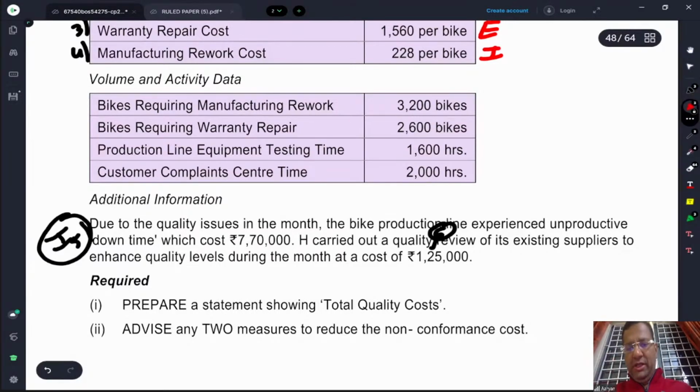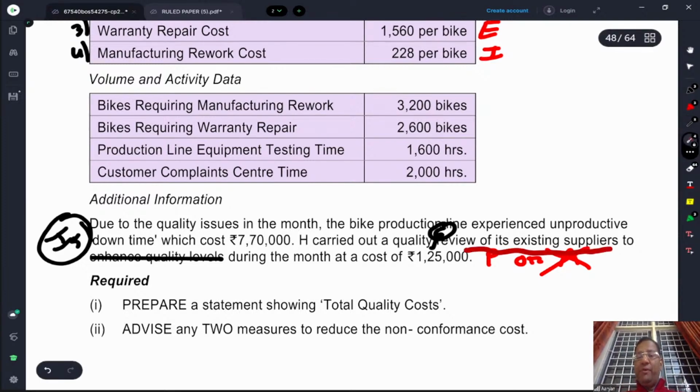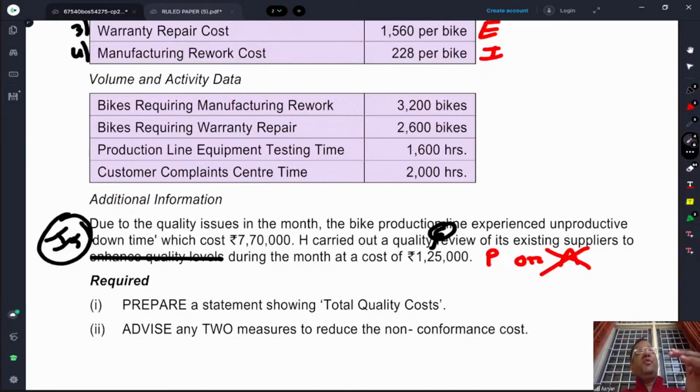Now this point is very, very special. It can be prevention, it can be appraisal, but in this particular case, it cannot be appraisal. Pay attention, beta. If these 3 words are not there, then definitely 1,25,000 will be classified under appraisal cost. If enhanced quality level words are not given, then definitely this 1,25,000 will be classified as appraisal cost. But since we are making a quality review of our existing supplier to enhance the quality level, the important word is enhancement of quality level. It means now our defective components will get reduced. And if the defects are reduced, then definitely it will be a prevention cost. If the defects are just identified on our own, then it will be an appraisal cost. So it's a very, very, very important point.